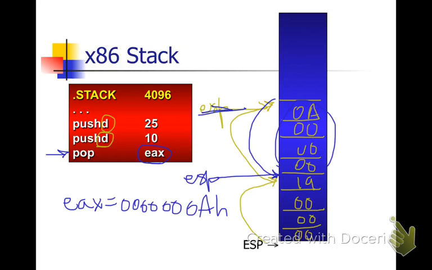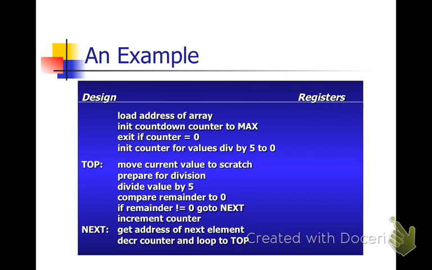Okay. This example we're actually going to kind of walk through right now. So what we're going to do is we're going to load the address of an array. Actually, what we want to do here is I want to count the number of values that are divisible by 5. So let's just talk about how this is going to look, and we'll kind of make some little design notes over here in my register area, okay, as we go. That way we can kind of track what we're doing.